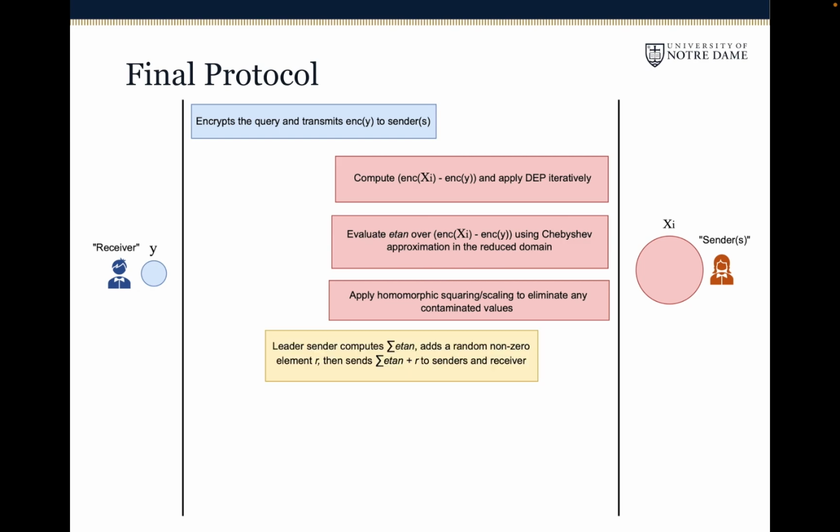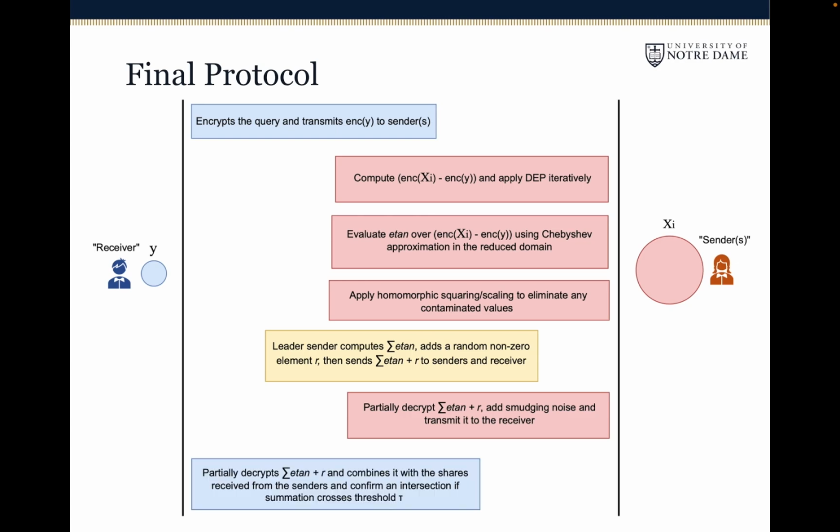Finally, a leader sender summates all those values, aggregates them as a random non-zero element, and sends it back to the senders and the receiver for partial decryption. The senders perform the partial decryption and add a smudging noise to ensure IND-CPA-D security and transmit it to the receiver. The receiver completes the decryption using his share of the partial decryption, and then confirms if there's an intersection if the summation crosses a predetermined threshold tau.